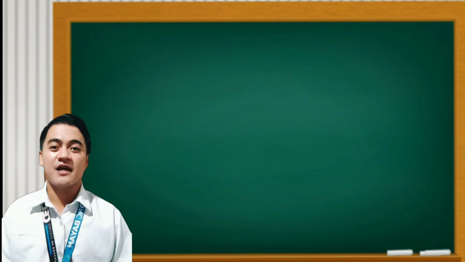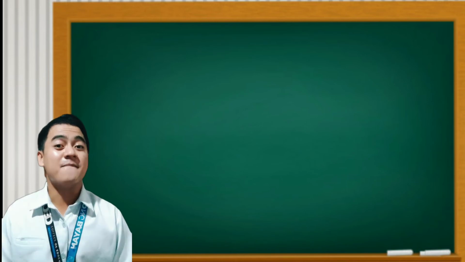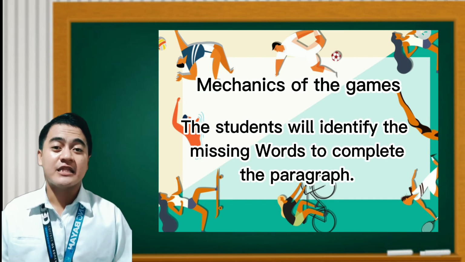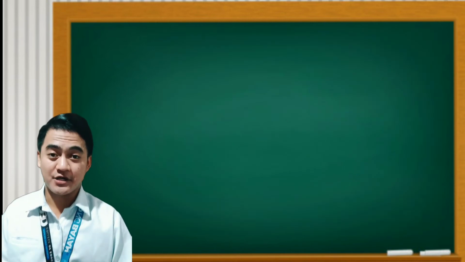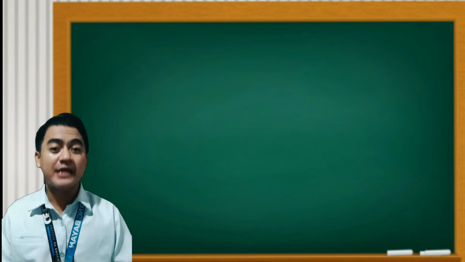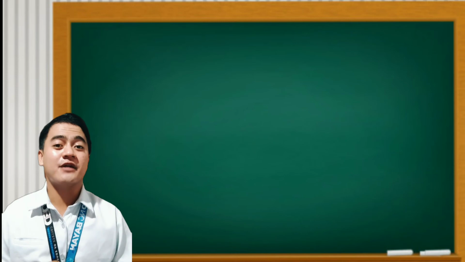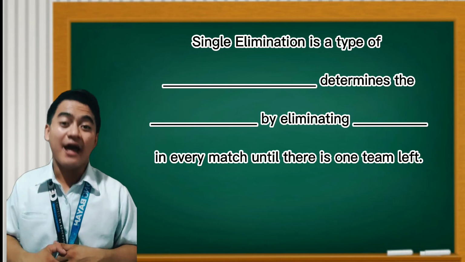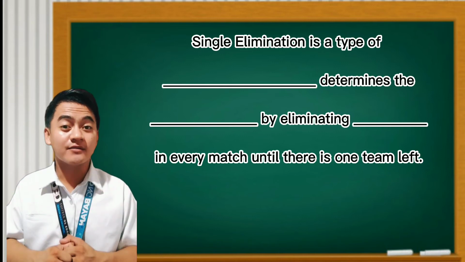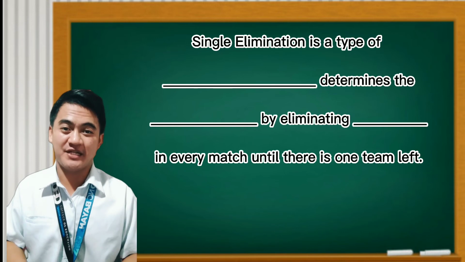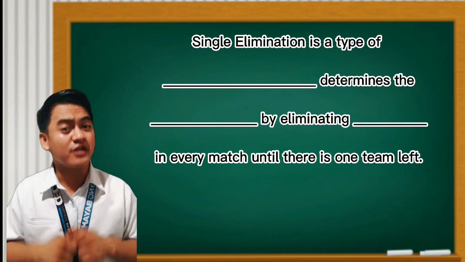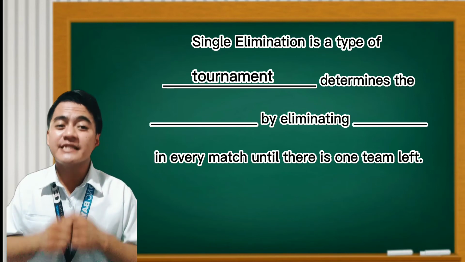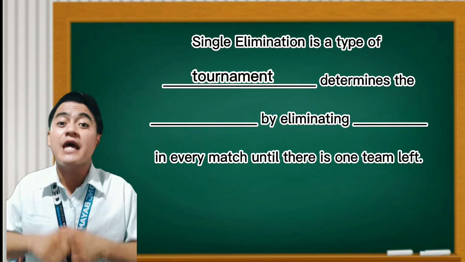Alright. So this activity is called missing words. The students will identify the missing words to complete the paragraph. So what you are going to do is complete the sentence or the paragraph that I will paste on the board. So let's start. Single elimination is a type of blank. Who wants to answer? Anyone from the class? Yes, Myra. Your answer is tournament. So single elimination is a type of tournament.